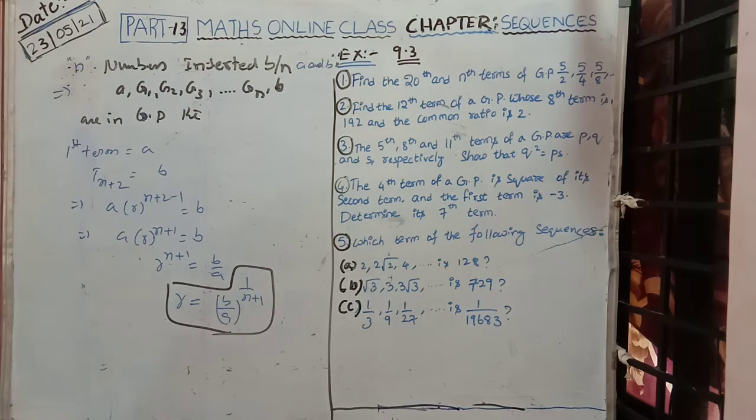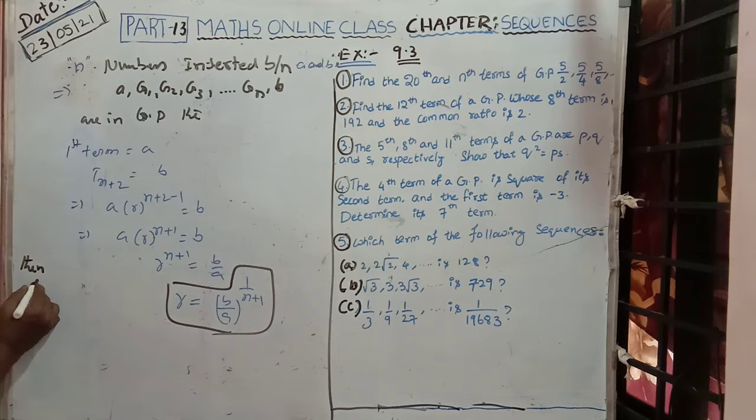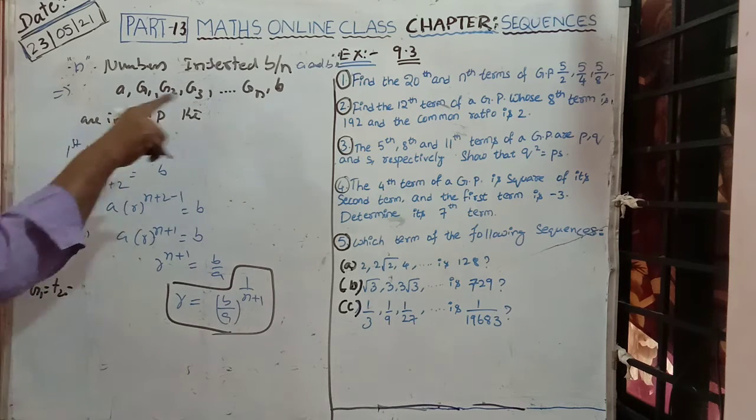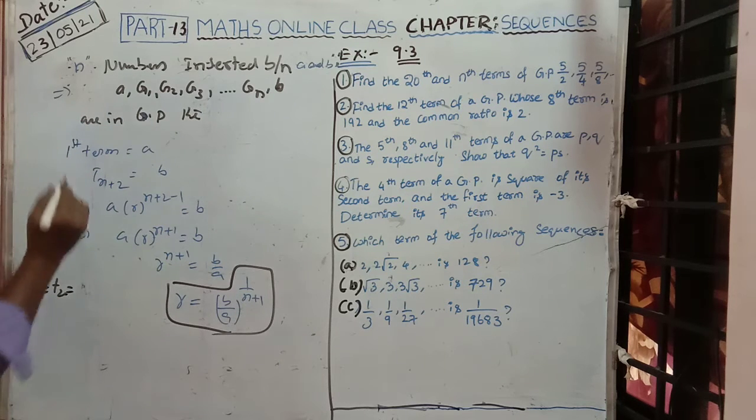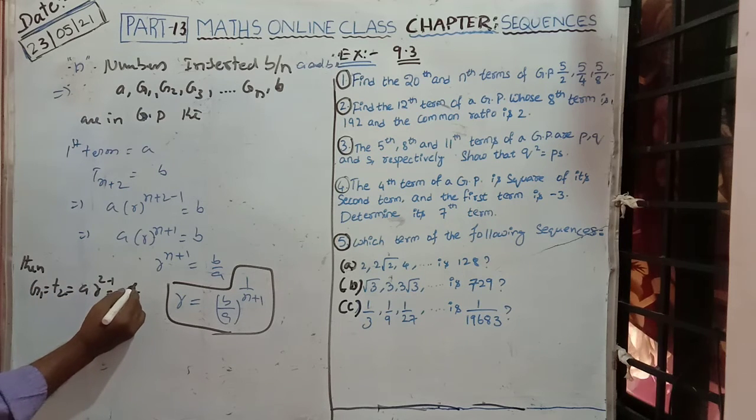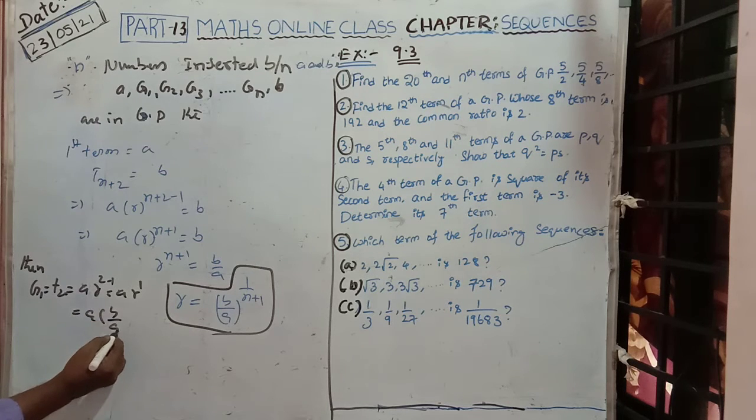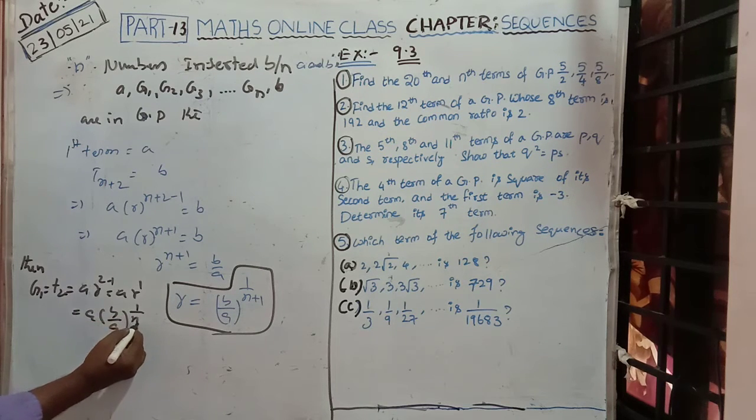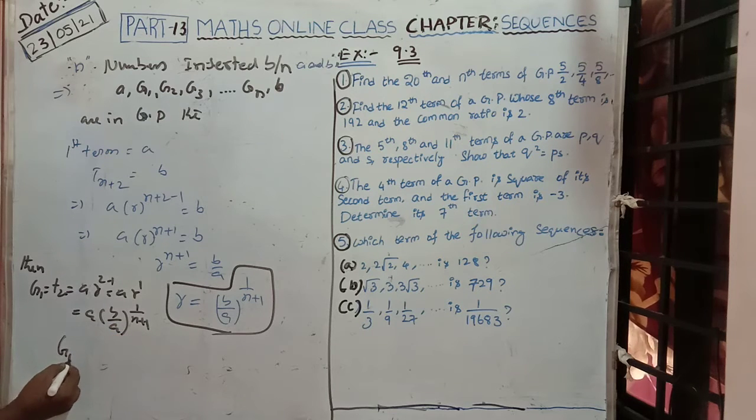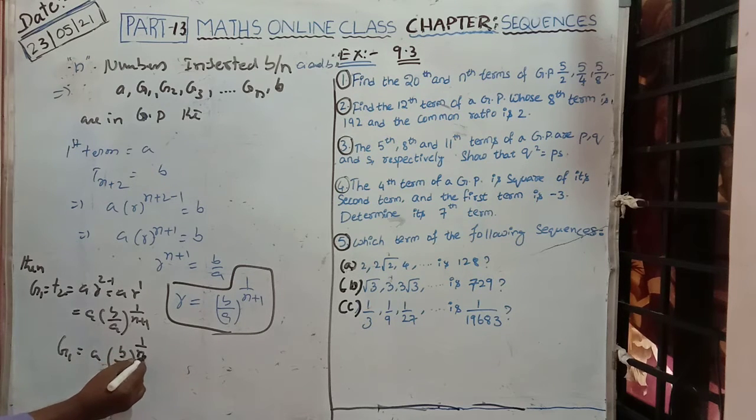Then, you see, I will write here. G1 is T2 in the series. What is T2? T2 is A R power 2 minus 1, we know that. It is A R power 1. R is (B by A) power 1 by n plus 1. Very clearly, G1 is A into (B by A) power 1 by n plus 1.